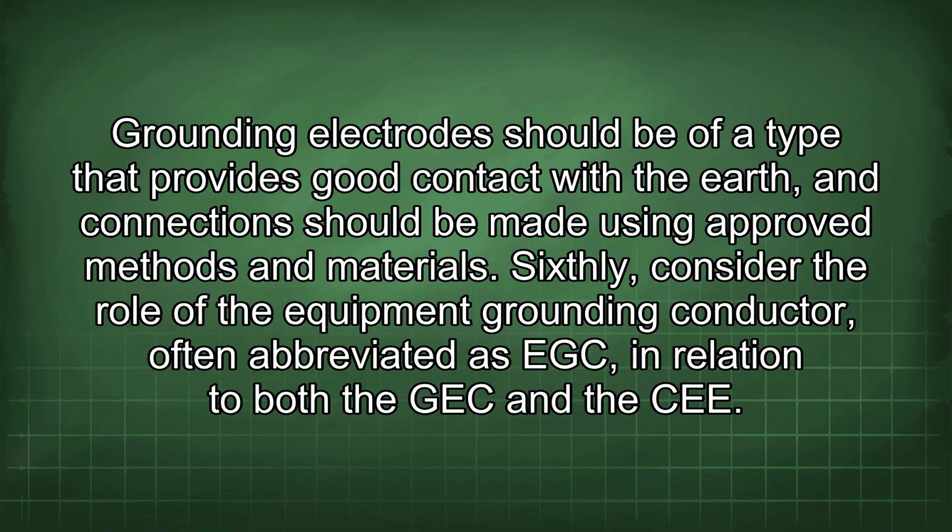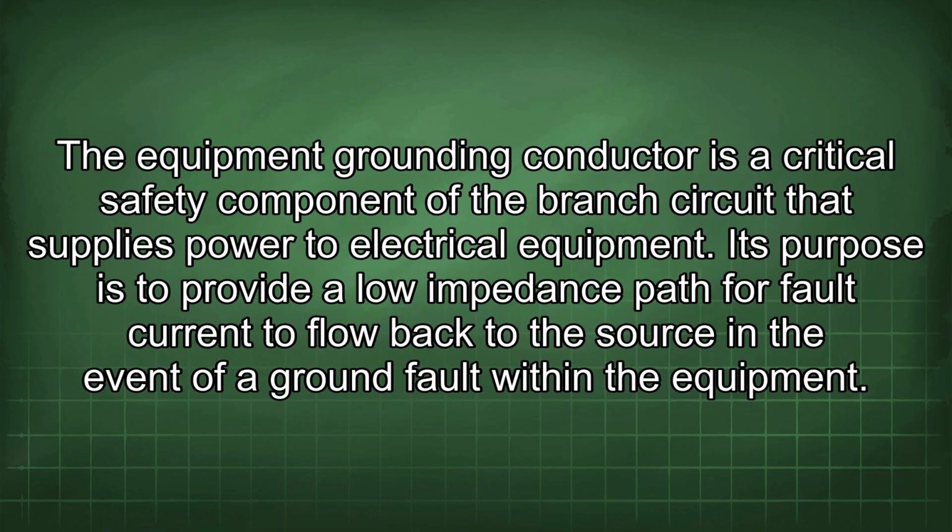Sixthly, consider the role of the equipment grounding conductor, often abbreviated as EGC, in relation to both the GEC and the CEE. The equipment grounding conductor is a critical safety component of the branch circuit that supplies power to electrical equipment. Its purpose is to provide a low impedance path for fault current to flow back to the source in the event of a ground fault within the equipment.